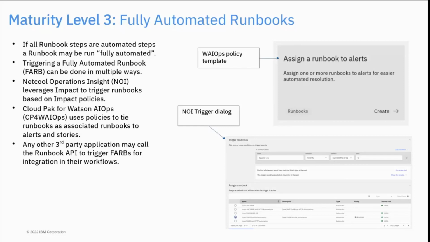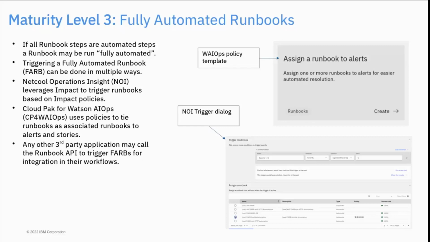So you can set up triggers, which are then stored in the impact service. And if an event comes in that matches the trigger conditions, the runbook will automatically be run. And since it contains only automations and doesn't need human interaction, it will run fully in the background and hopefully resolve what caused the alert to come in the first place.